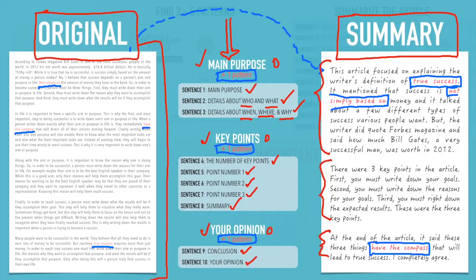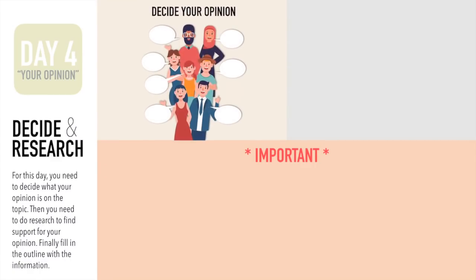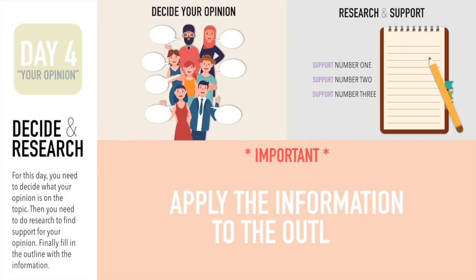Now, let's go on to day number 4. Decide and research. For this day, you need to decide what your opinion is on the topic. Then you need to do research to find support for your opinion. And finally, you'll fill in the outline with the information. Remember, day 1, 2, and 3 were focused on someone else's opinion, some article that you read. But now you're going to go into your opinion and writing your own ideas. Now, it's important that you apply the information you found to the outline.